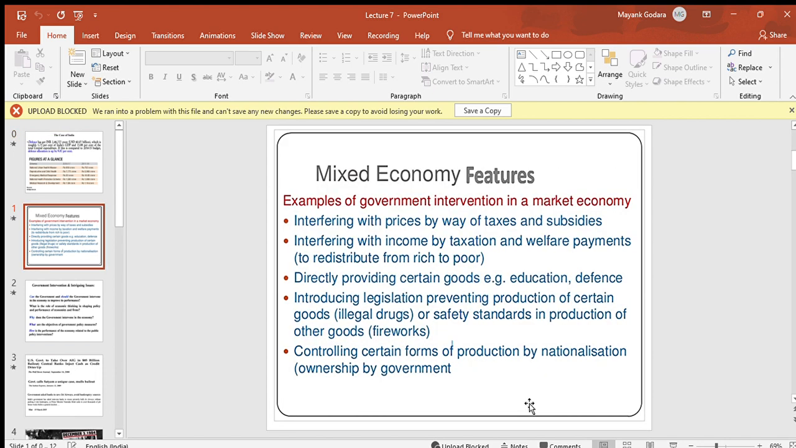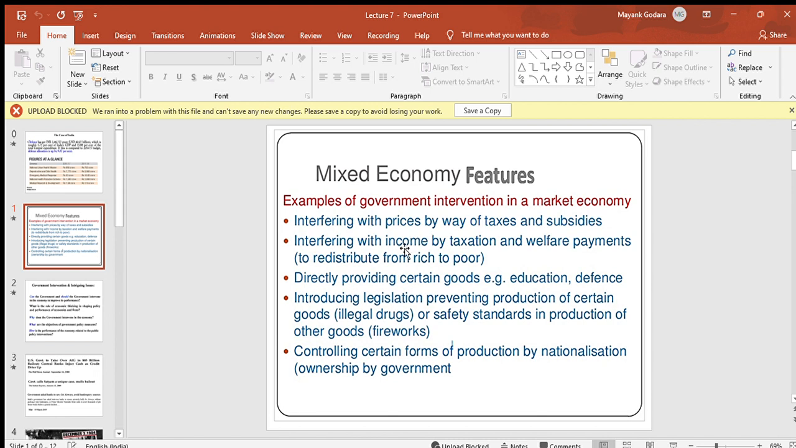So what are the features of a mixed economy? An example is government intervention in a market economy, interfering with prices by way of taxes and subsidies. Taxes are applied on the rich, and then they are used for public welfare and also for subsidizing the poor people.